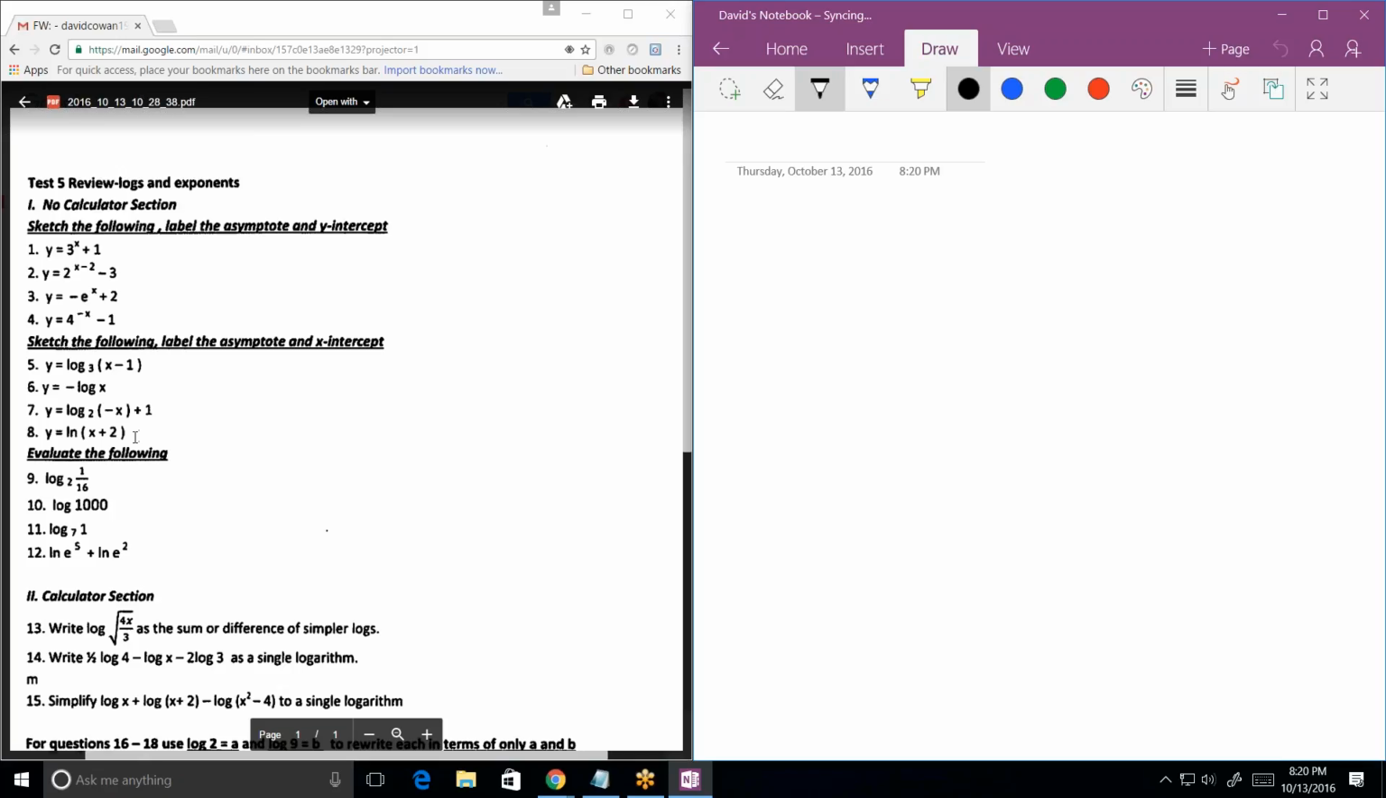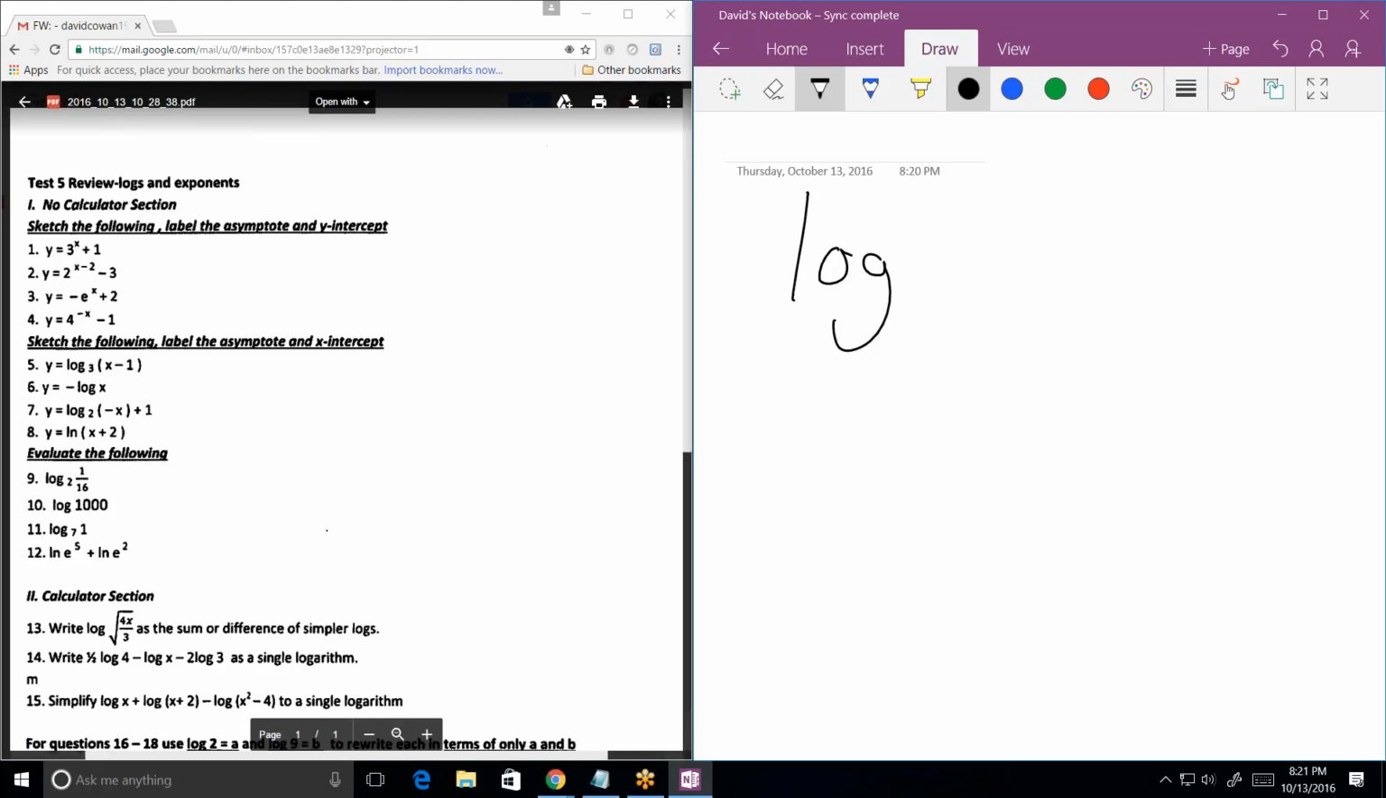Horizontal or vertical shift? It's shifting it left. Okay, that's horizontal. Left right is horizontal, up down is vertical. Okay? All right, let's look at number 9.